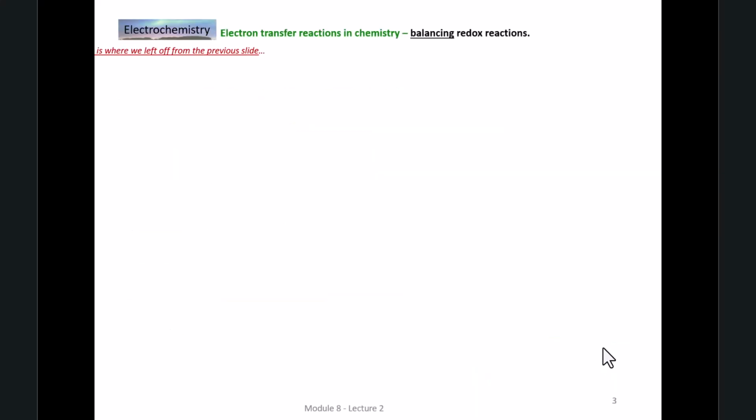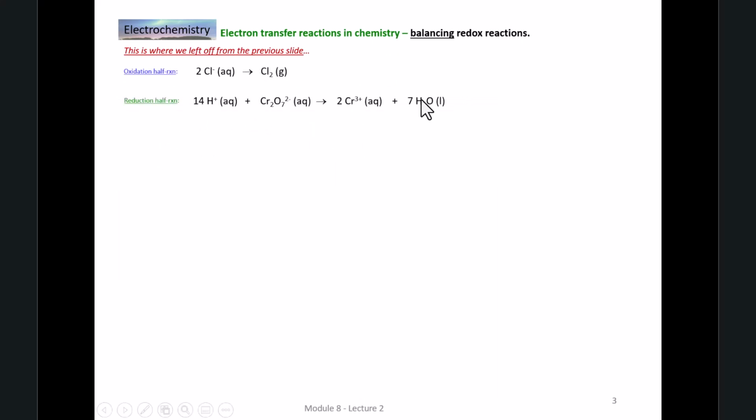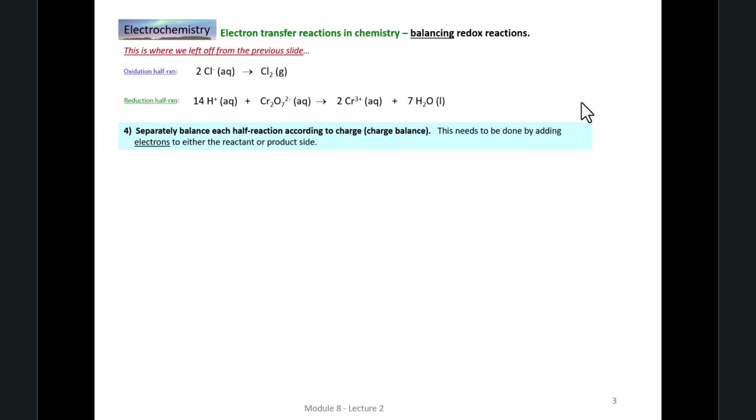Well, this is where we left off from the previous slide. The changes that were in pink now are no longer in pink because we've accepted them. Now we'll move on to separately balance each half reaction according to charge. In other words, we'll do a charge balance. The trick here is that this needs to be done by adding electrons to either the reactant or the product side. So you're restricted to trying to take care of the charge balance by only adding electrons to one side or the other. Well, let's do that.